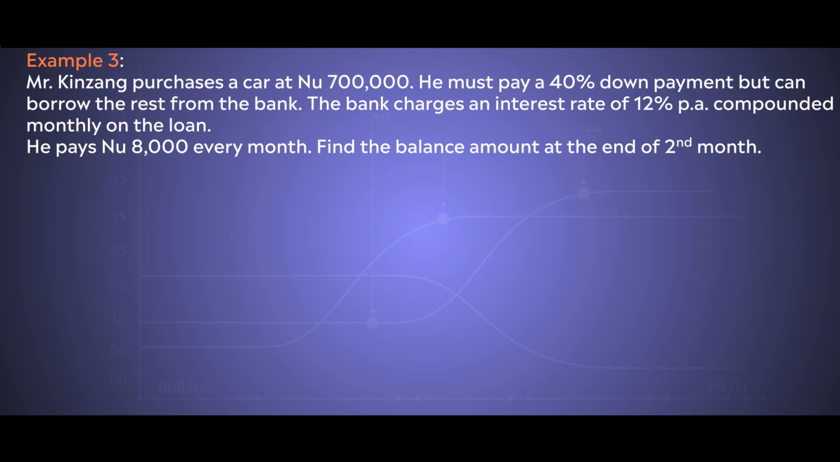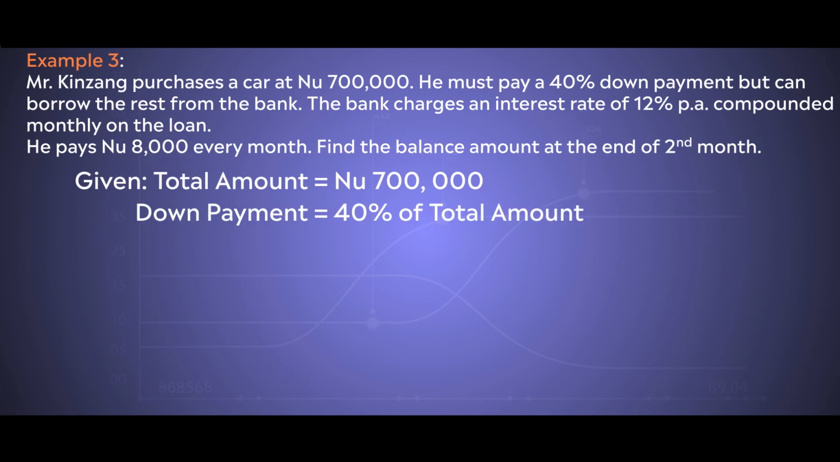First thing is, there is an amount for the car cost, Nu 700,000, and that 700,000 you are not able to pay at a time. There is a condition: you can do a 40% down payment, which in simple words we say is an advance. Then the rest of the balance, that is 60%, is given as a loan and will be the principal for borrowing. The bank charges an interest rate of 12%, compounded monthly. Another condition is that he pays Nu 8,000 every month. Find the balance amount at the end of the second month.